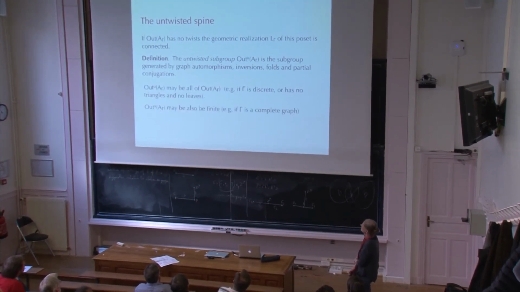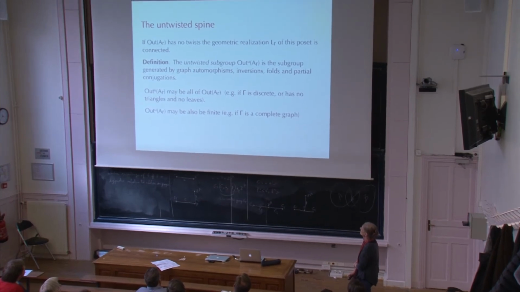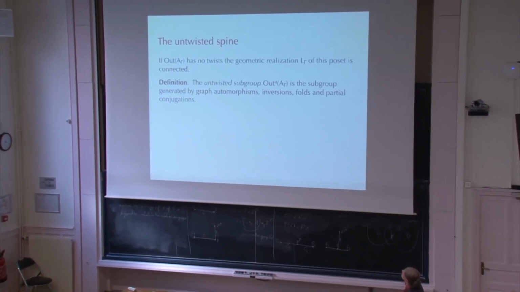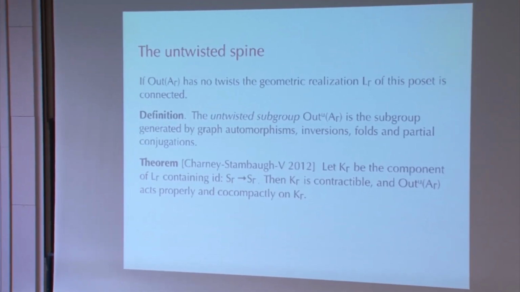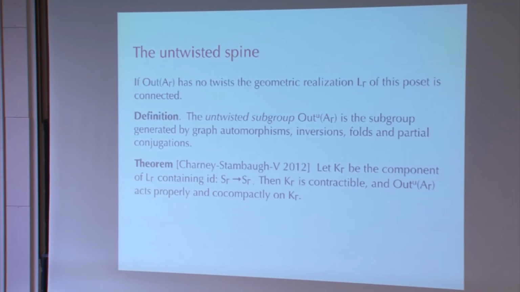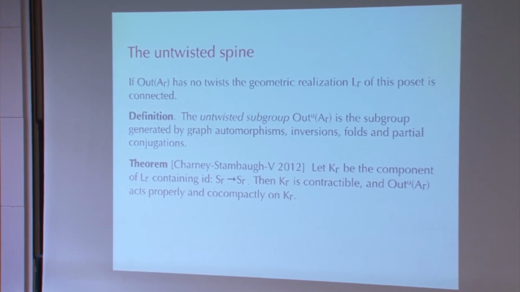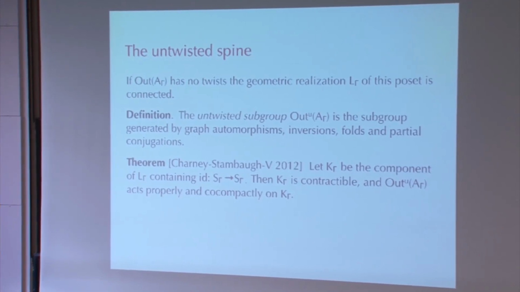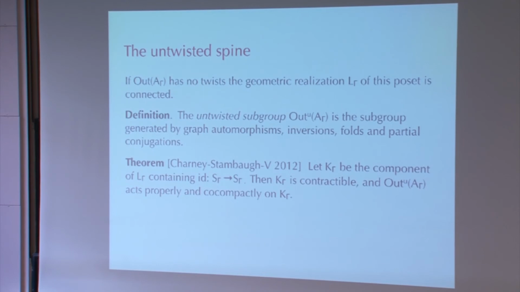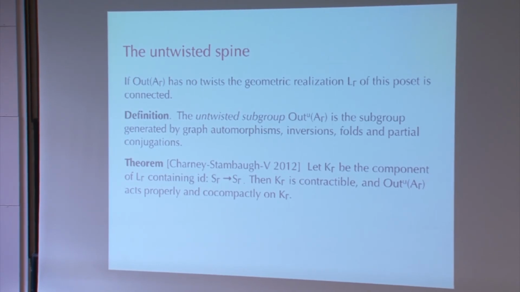Might be everything, it might be finite. But in any case, it's a subgroup, and here's the theorem: if you look at the connected component of this partially ordered set, of this simplicial complex, that contains the identity from Salvetti complex to itself, then that's contractible. And this subgroup acts properly and co-compactly on it. So this is the kind of space we wanted, but it's not for the whole group. It's just for this subgroup.